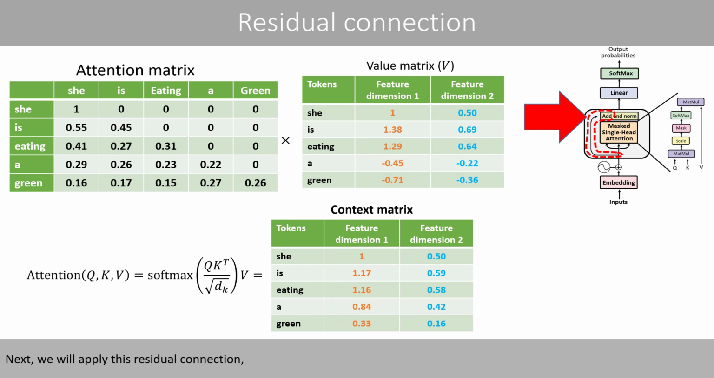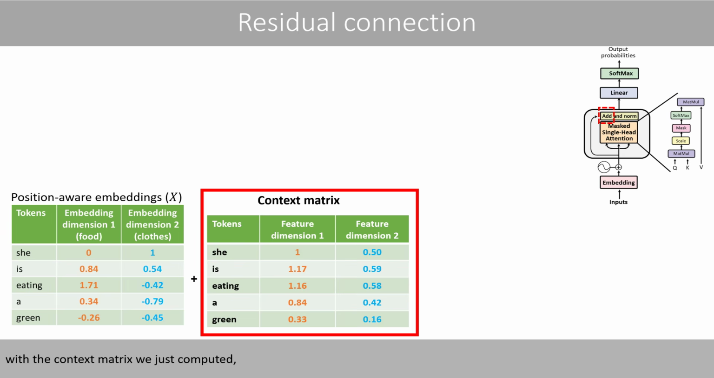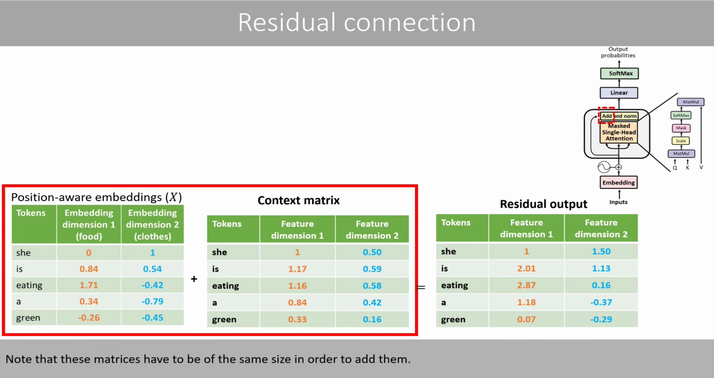Next, we will apply this residual connection, which means that we will add the position-aware embedding matrix with the context matrix we just computed, so that we get the following matrix. By doing so, we restore some of the information from the positional-aware embedding matrix that might have been lost in the attention block, and also facilitate the optimization process during the training. Note that these matrices have to be the same size in order to add them.